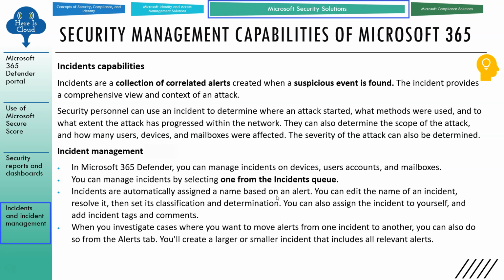Now, incident management. In Microsoft 365 Defender, you can manage incidents on devices, user accounts, and mailboxes by selecting one from the incident queue. Every incident is automatically assigned a name based on the alert. You can edit the name of an incident, resolve it, and then set its classification and determination. You can also assign the incident to yourself and add incident tags and comments. When you investigate cases where you want to move alerts from one incident to another, you can also do so from the Alerts tab. You will create a large or small incident that includes all relevant alerts.